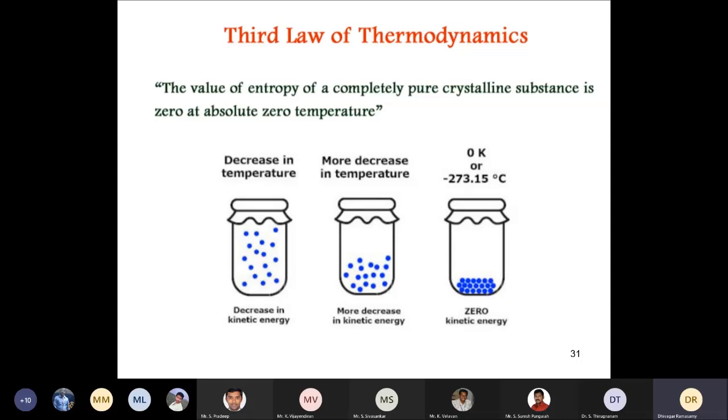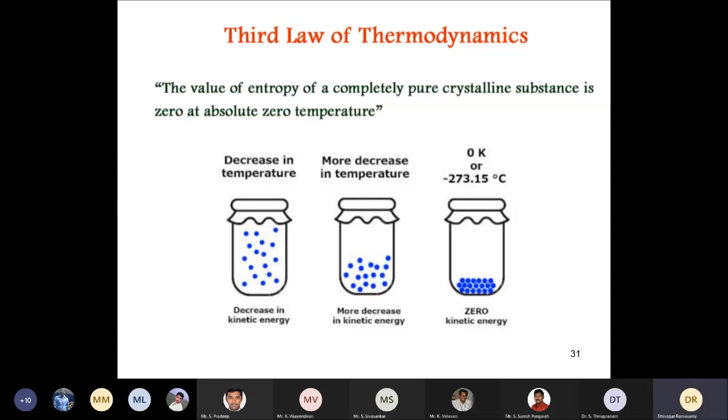If the molecular force is reduced again and the movement is slower, again the temperature will be reduced and kinetic energy also reduced. In the third diagram, if it is not moving at all and is arranged in a certain position, obviously kinetic energy will be zero. The temperature is reduced to 0 Kelvin or minus 273.15 degrees Celsius. What they are trying to say is that the entropy of a pure crystalline substance will be zero at zero absolute temperature.